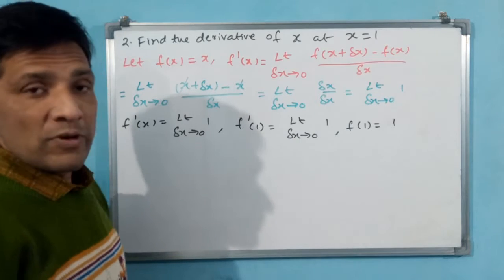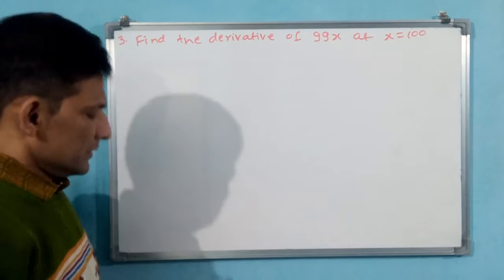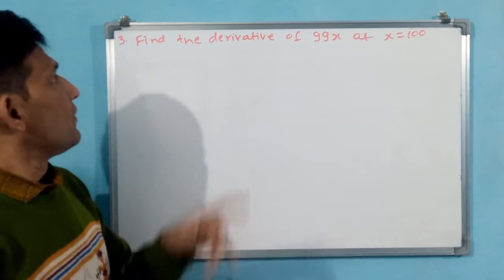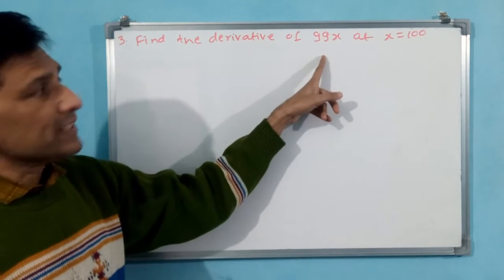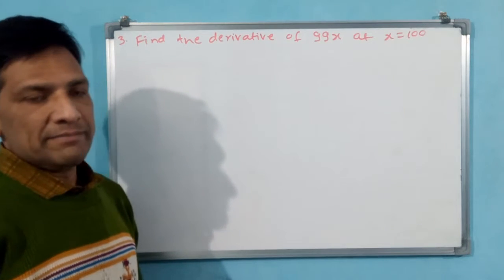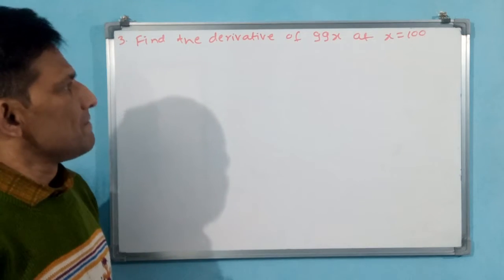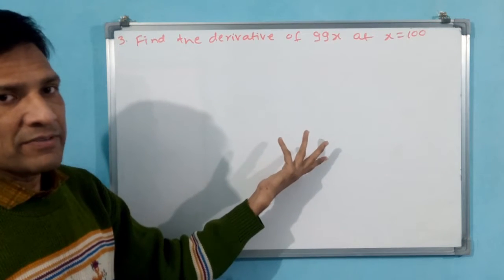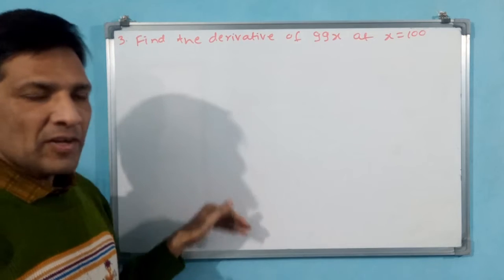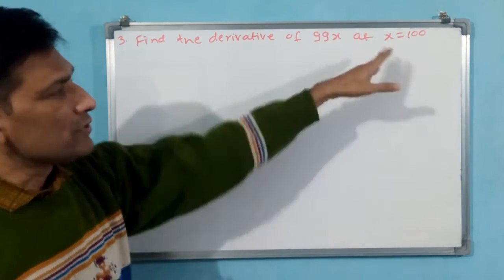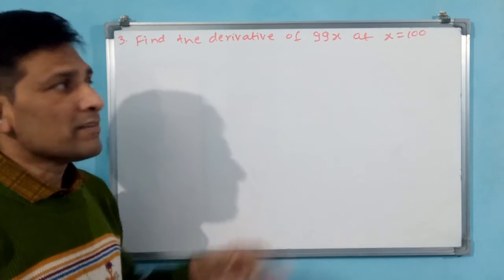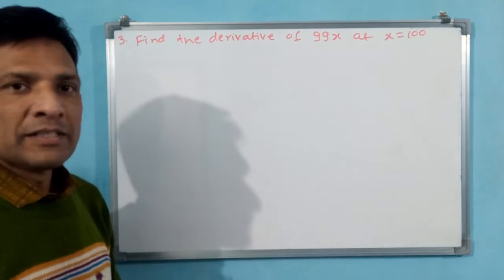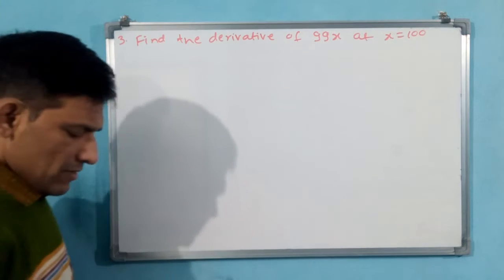Okay. Let us go for the third question. See the third question. Find the derivative of 99x at x is equal to 100. Here f of x is 99x. But normally what is the derivative? 99. After the derivative 99 comes, can you substitute the x value? No, nothing is there. Then the final value is going to be 99 only. But how to write it in the proper way? See how I am writing.